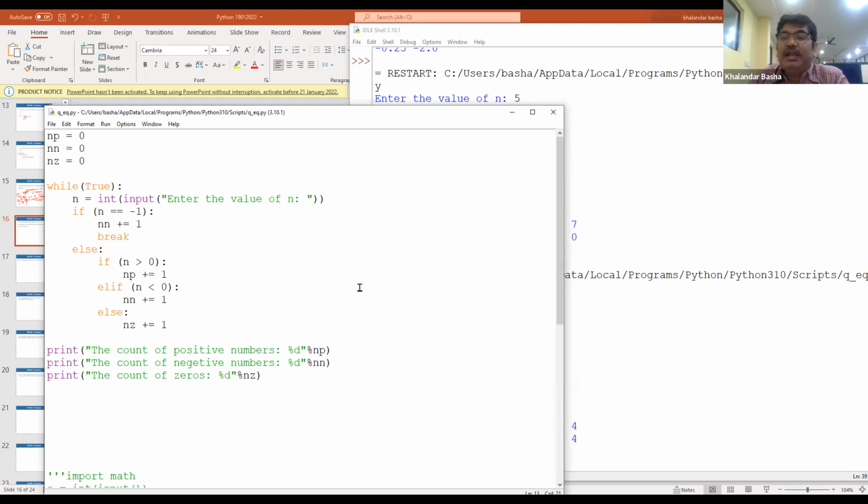Suppose the entered number is not -1, then it is going to be checked whether the number which is entered is positive, negative, or a 0. Accordingly, the count will be incremented. So at the end, once the while loop is terminated, we are going to print the total number of positive numbers, the total number of negative numbers, and the total number of zeros. So if you have any doubts, you can ask me. Otherwise, make a note of this program.